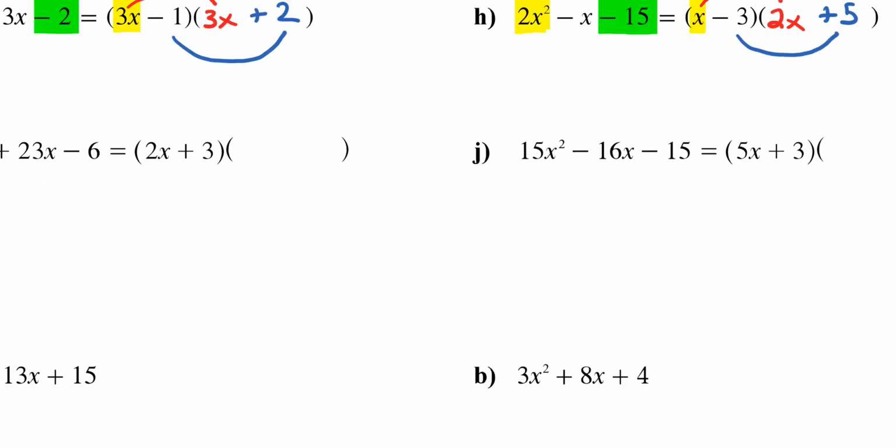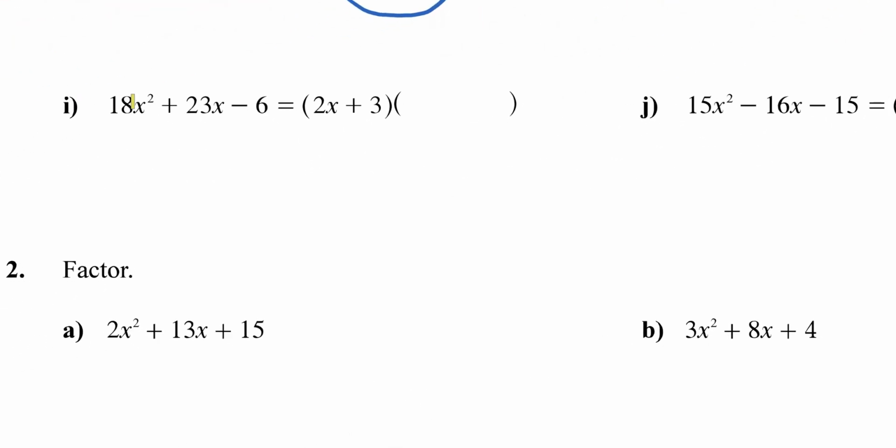Okay, let's move on to I. There's an 18x squared and a 2x. So 2x times what will give me an 18x squared? That's going to be a 9x. And my last term here is a negative 6. So positive 3 times what will give me a negative 6? That's going to be a negative 2.